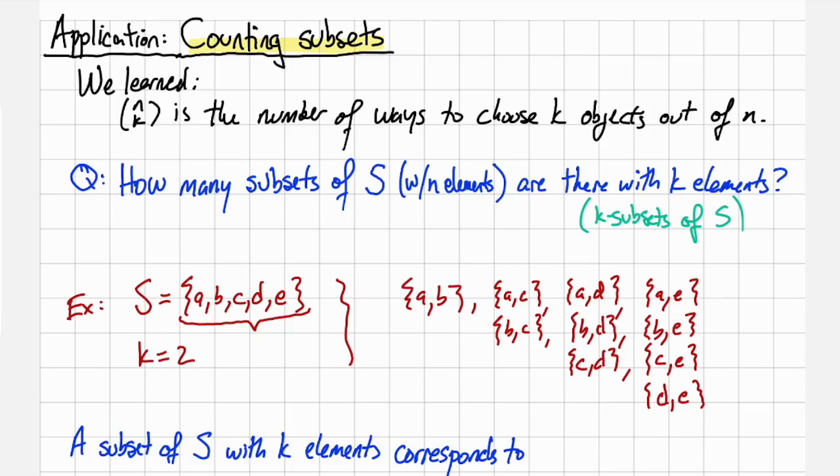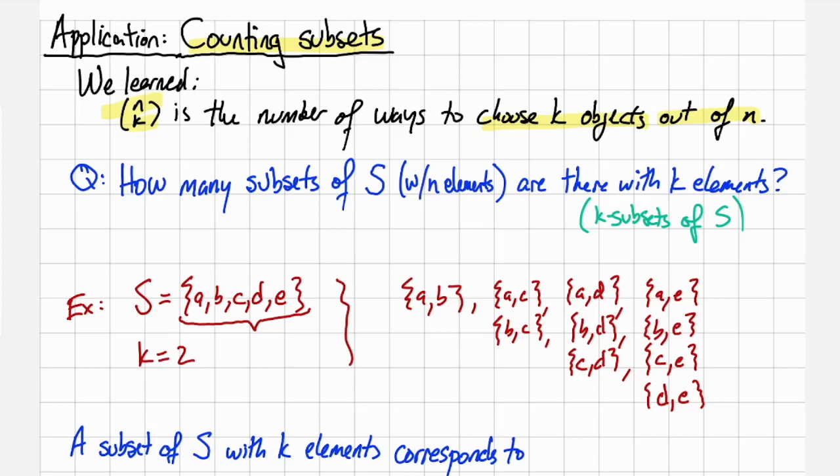So let's remind ourselves what n choose k is. N choose k is the number of ways to choose k objects out of n total objects. And remember, the k objects that we're choosing are not ordered.